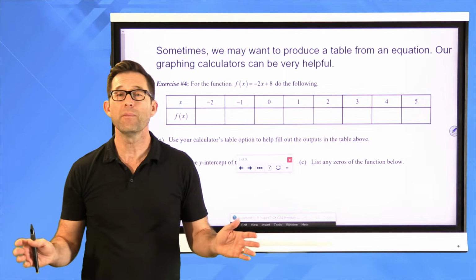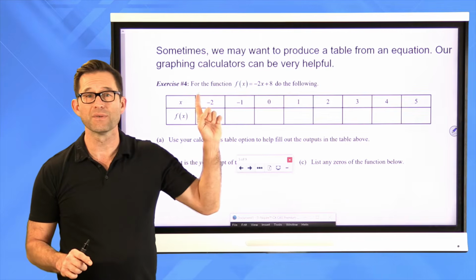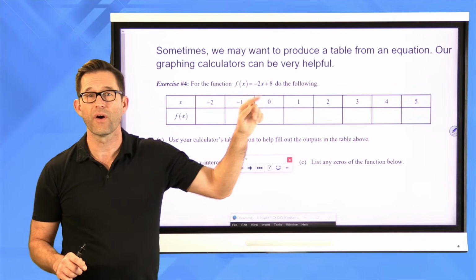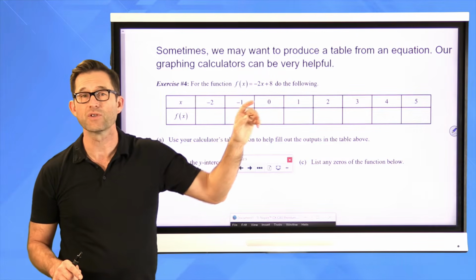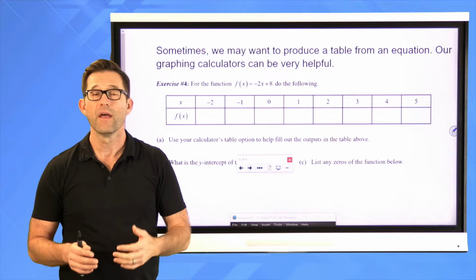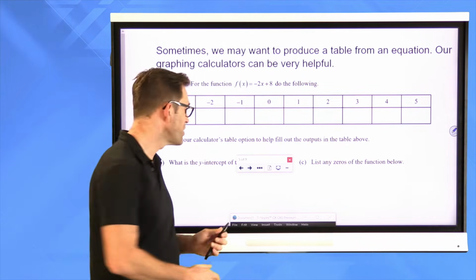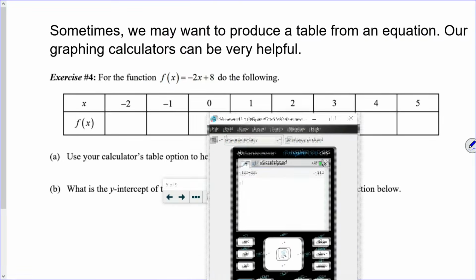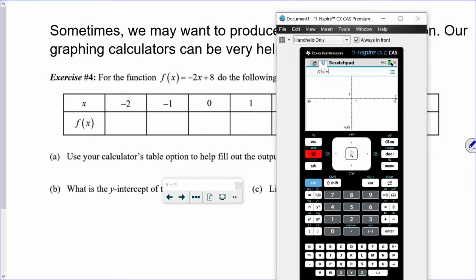Now, let me be very clear. I could definitely, by hand, take x equals negative 2, put it into this function, and get an output. Then I could take negative 1, put it in this function, and get an output, etc. But the graphing calculator, that is ideal for this type of use. So, for the first time, I'm going to actually use my graphing calculator for something that it's useful for.